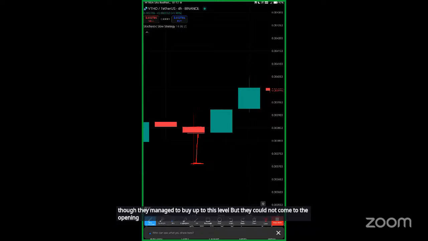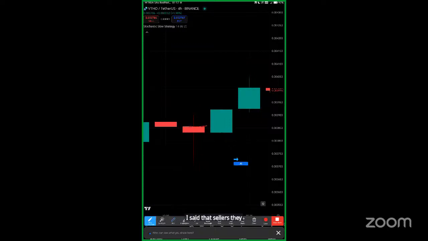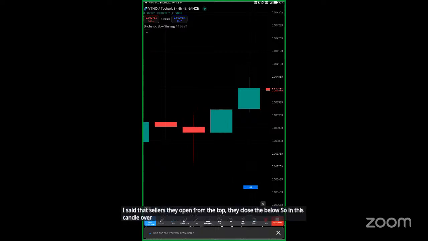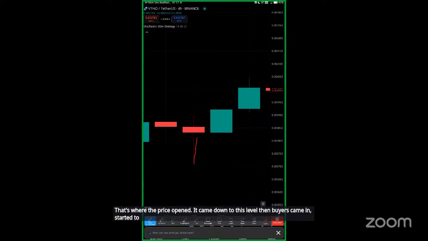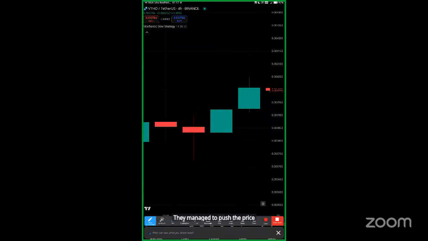the price opened. I said that sellers open from the top and close below. So in this candle, the market opened above the body of this candle. That's where the price opened. It came down to this level. Then buyers came in, started to buy, and buy. Unfortunately, they could not come to where the price opened. They managed to push the price up to this level.